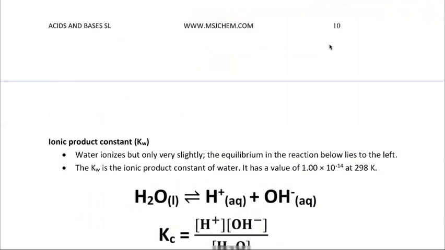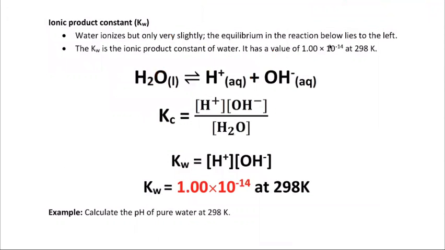Okay. All right. The last thing is what we call the ion product constant, abbreviated Kw. This is going to harken back to topic 7, when we had equilibrium.